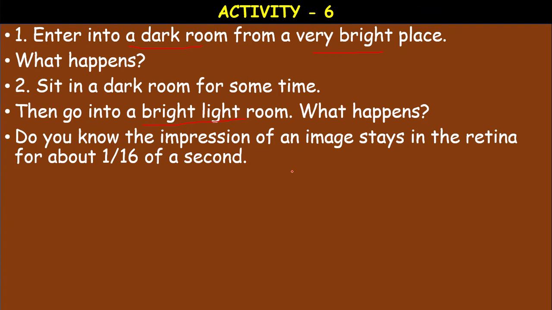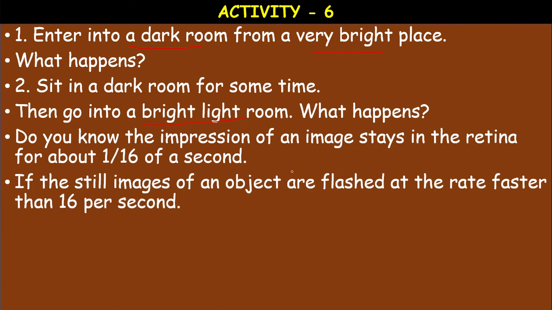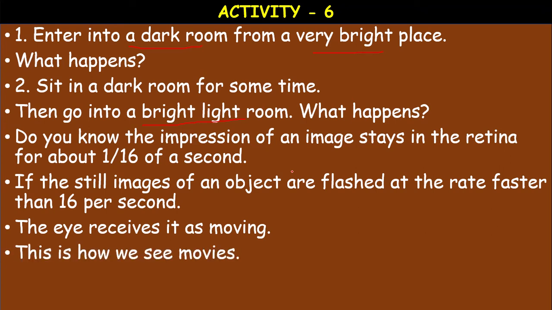Do you know, the impression of an image stays in the retina for about 1/16 of a second. If still images of an object are flashed at a rate faster than 16 per second, then the eye receives it as a moving object. This is how we see movies. In a movie, the film rotates that many times, and that is why we are able to see moving pictures.